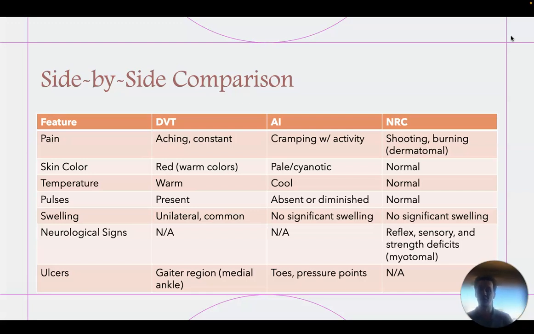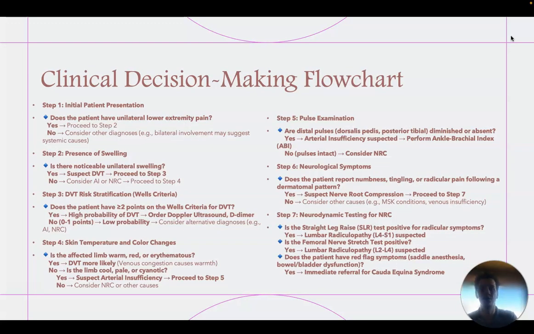And then ulcers in the DVT are typically found in the gaiter region, which is kind of the medial ankle there. AI will be towards the toes, and then there should not be ulcers when it is only NRC present. So here's a little flowchart for clinical decision making.